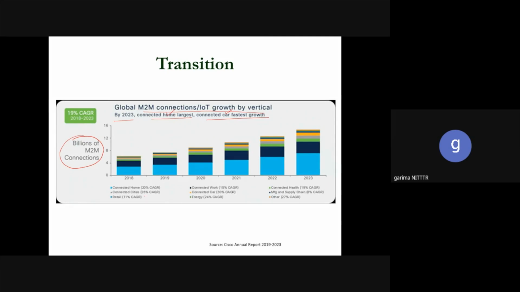If you see, in 2018 we have the connected home, which was 20% of the revenue generation part. Then connected cities, 26%. Retail is there, connected work, connected car, energy, connected health, manufacturing and supply chain, and others. If you compare 2018 and 2023, you can see that this portion is majorly related to connected home, then connected work, then energy systems, and all that. But all these areas are going to help in the growth of IoT.